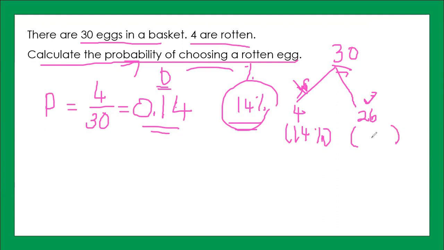So what is the percentage of the good eggs? You just take 100% minus 14%. What's that? What's the percentage of the good eggs? 86. What is the probability of getting good eggs? 0.86. Can you see that now? 30 is our quantity. The 0.14 and 0.86 is our probability. Do you understand now? I hope you do.